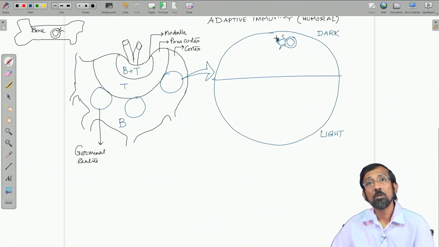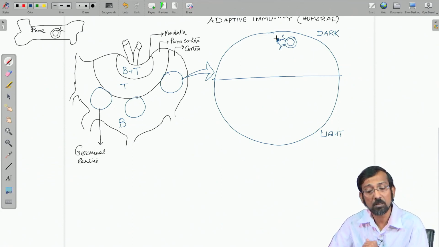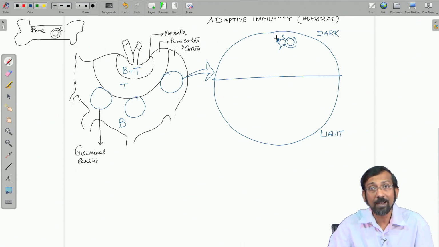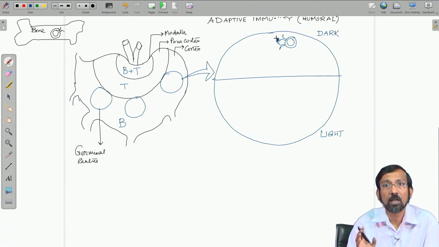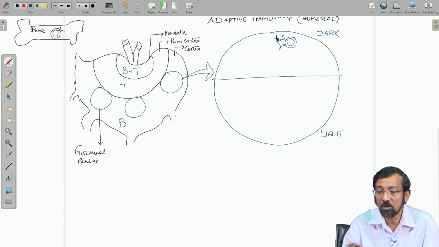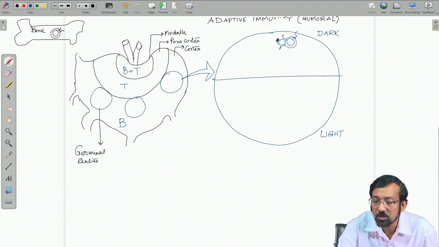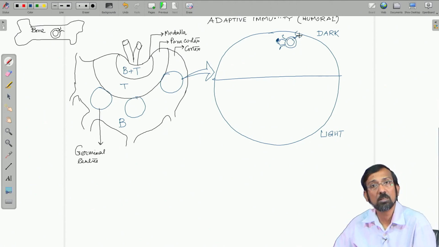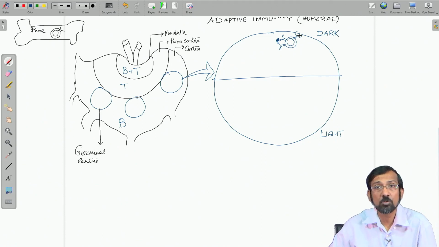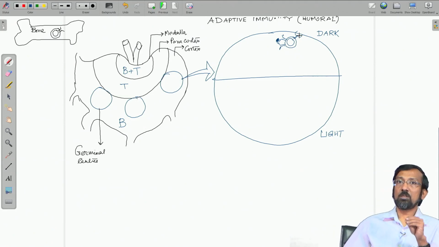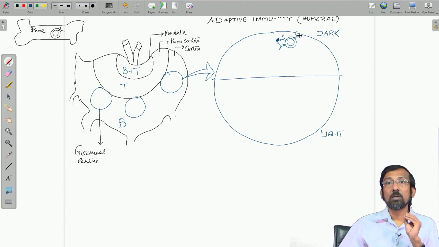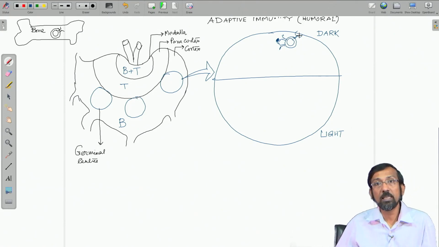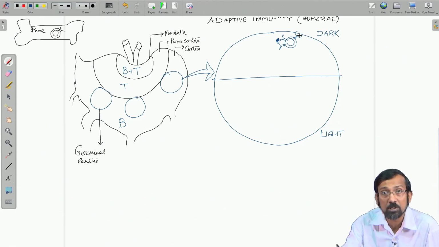Now, this leads to cross-linking of these immunoglobulins, and there is some signaling that occurs leading to the expression of class 2 MHC molecules on their surface. Now, they start expressing class 2 MHCs on their surface, and as soon as they can express the class 2 MHC molecules, they can interact with the helper T cells, the Th or the T helper cells.